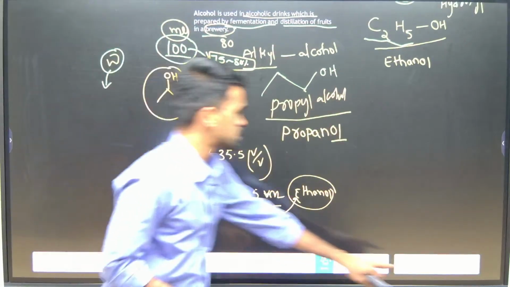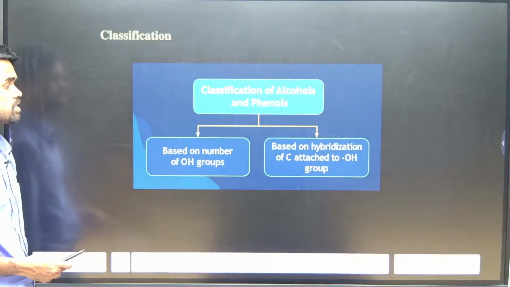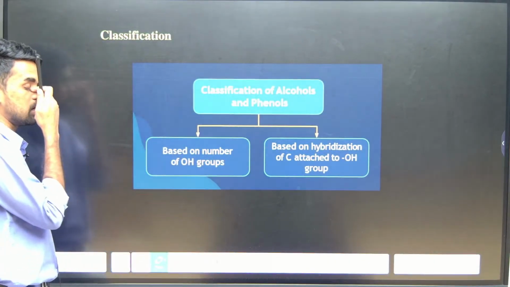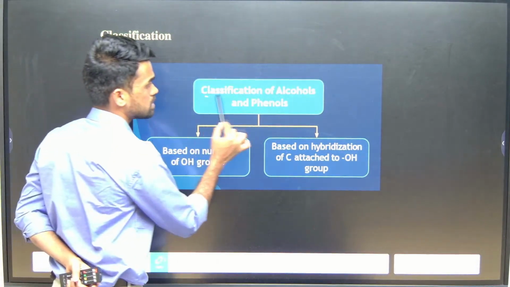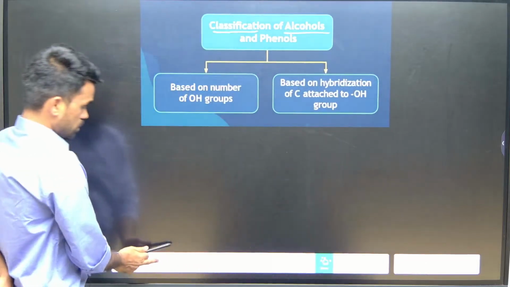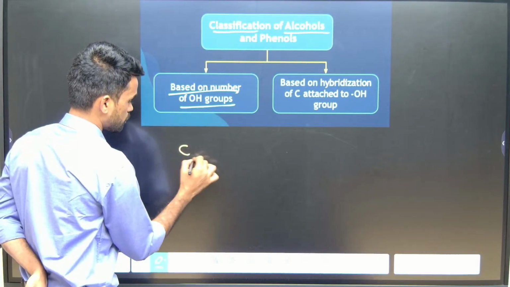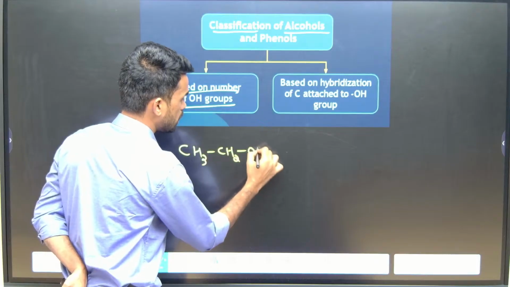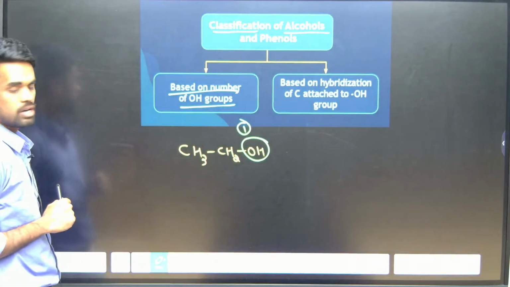These are some of the important applications we see in our daily life. There are many other uses of alcohols also, but these are the important points to be remembered. Next, how can we classify alcohols and phenols? Based on the number of OH groups. For example, here I am writing CH3CH2OH. How many OH groups are there? One. So this is a monohydric compound.